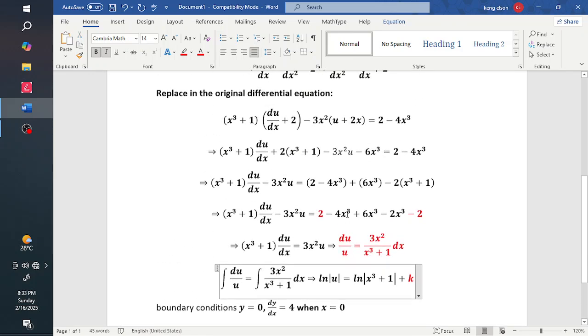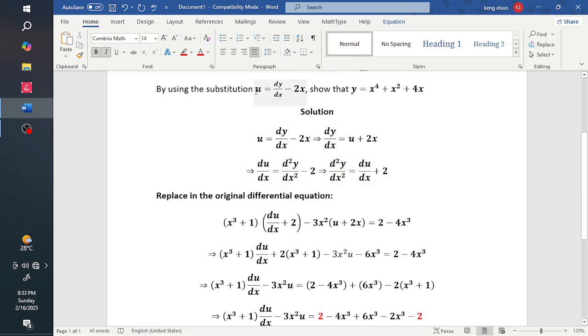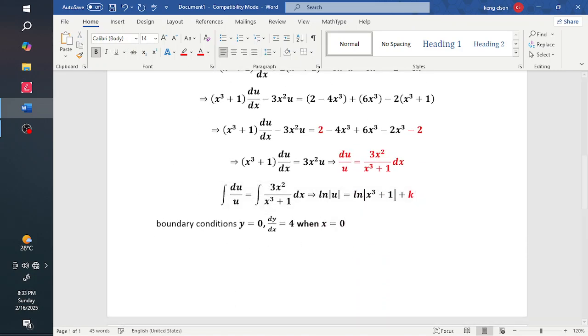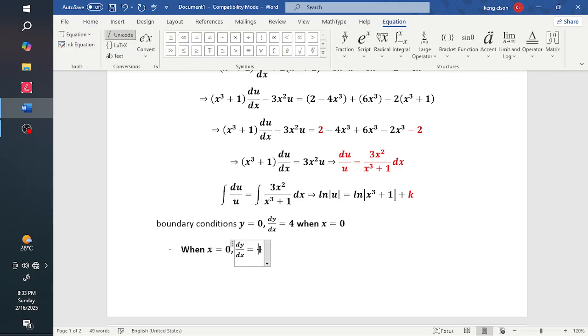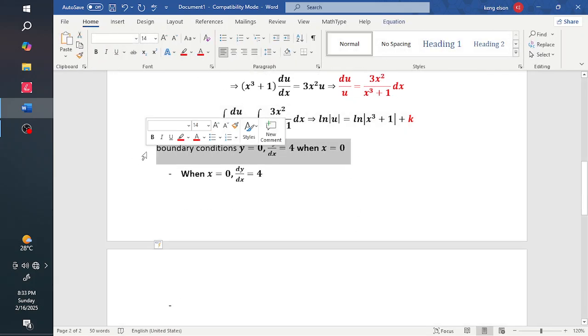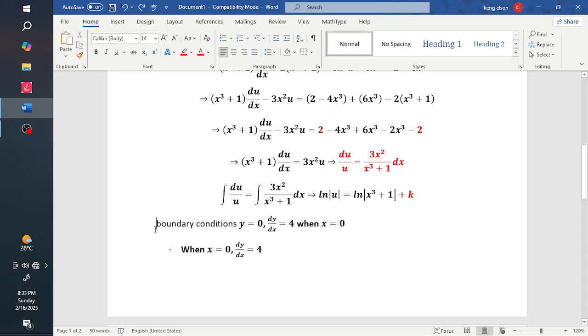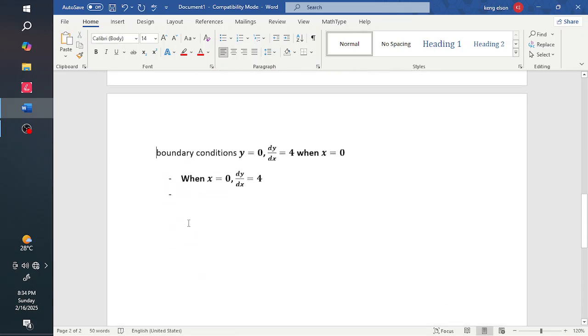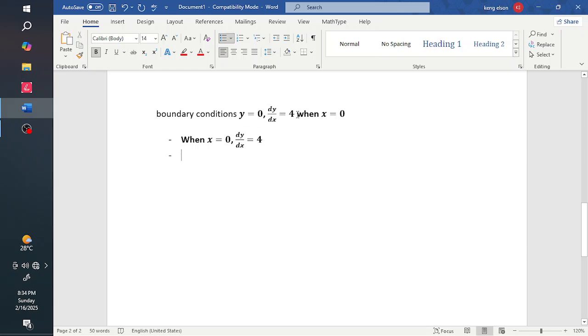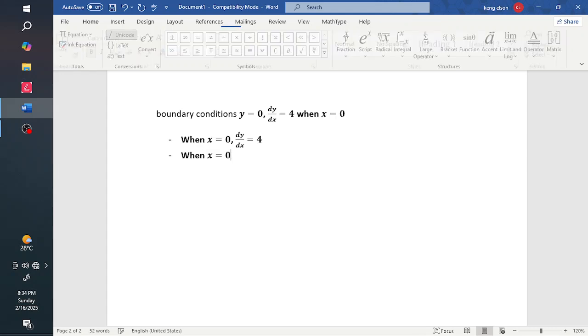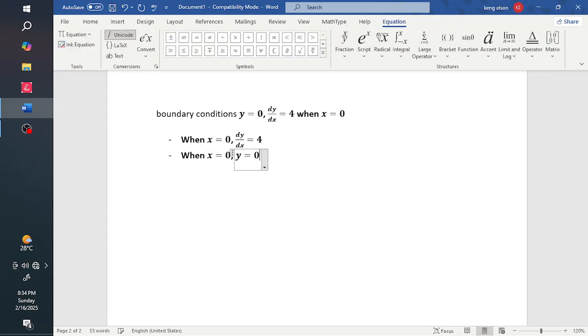So we come back to our substitution, which says that u is equal to dy on dx minus 2x. So these boundary conditions can be separated into two, which says that when x is equal to 0, we have that dy on dx is equal to 4. Then let me just go to the next page. So we can separate these boundary conditions into two. When x is equal to 0, dy on dx is 4, and when x is equal to 0 still, we have that y is equal to 0.